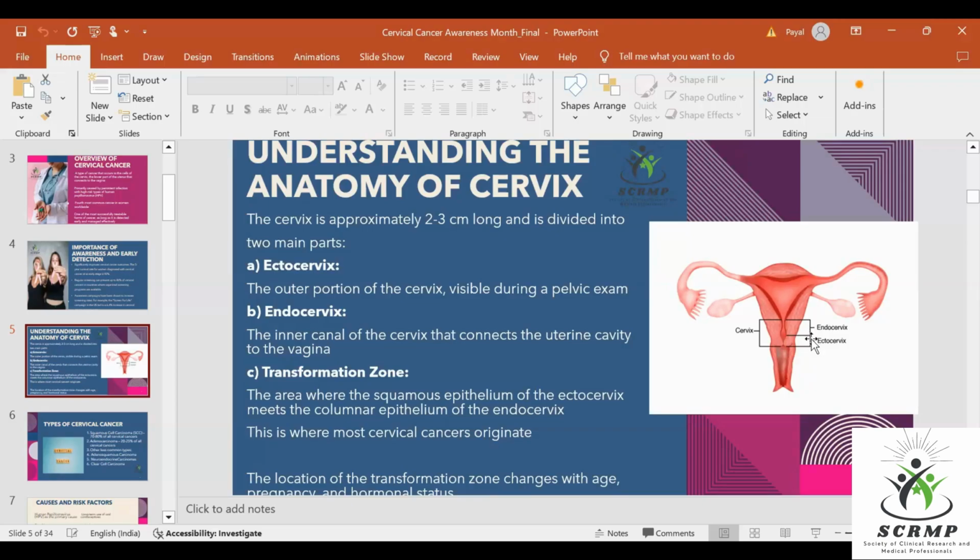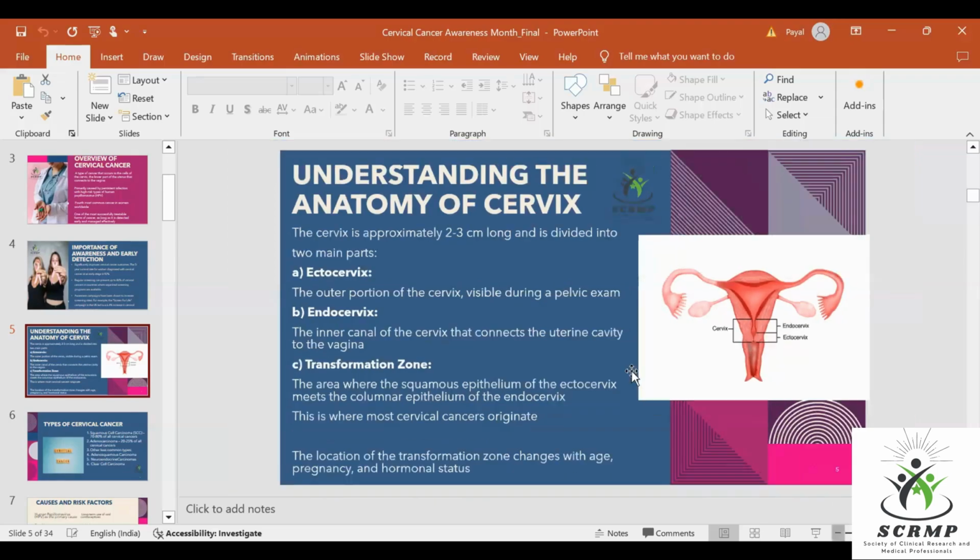Okay, so this transformation zone is where cervical cancers originate. That is the reason we are emphasizing the anatomy, because we should know where it is originating, right? So this is the place where the maximum number of cancers originate, and it is very susceptible to changes with age, pregnancy, and the hormonal status of women.